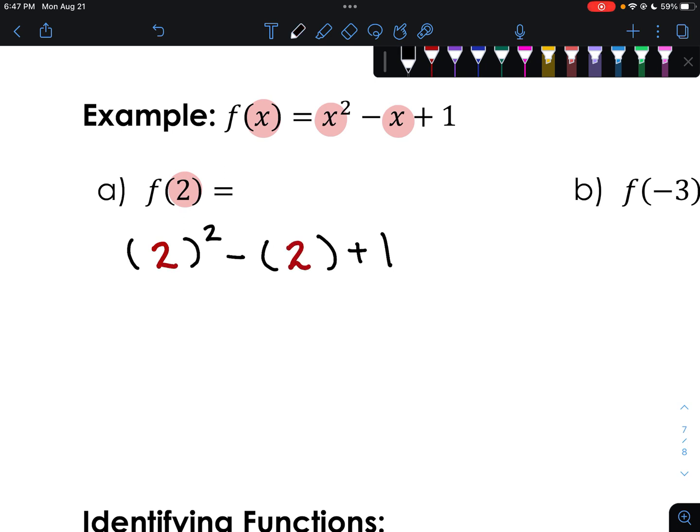Now I'm just going to simplify using order of operations, which means I do exponents first. So 2 to the second power is 4. I have minus 2 plus 1. When I add 4 minus 2, I get 2, plus 1, I get 3. So f of 2 is equal to 3, and that would be my final answer.